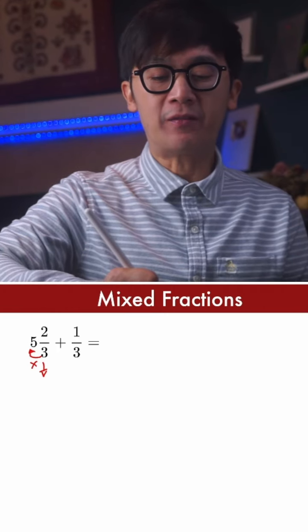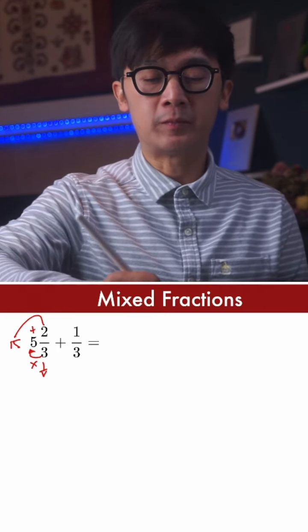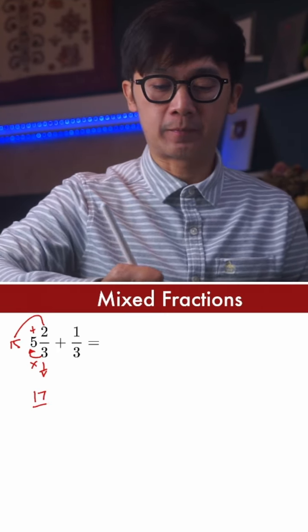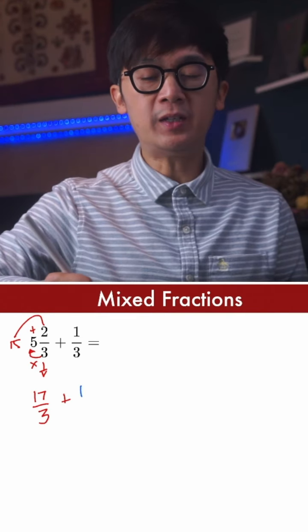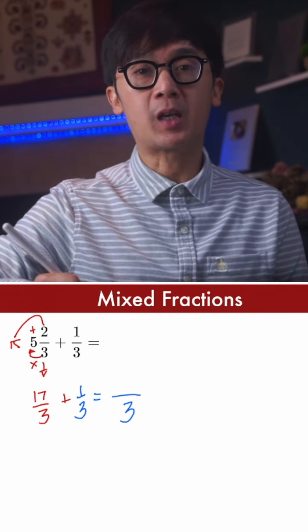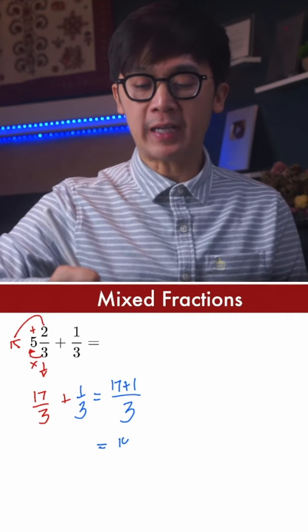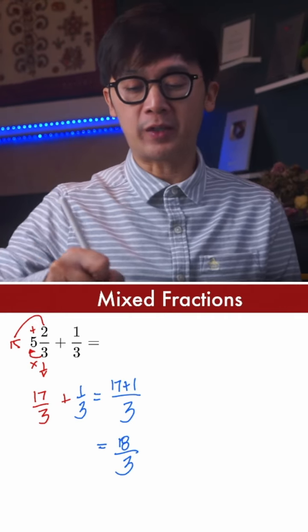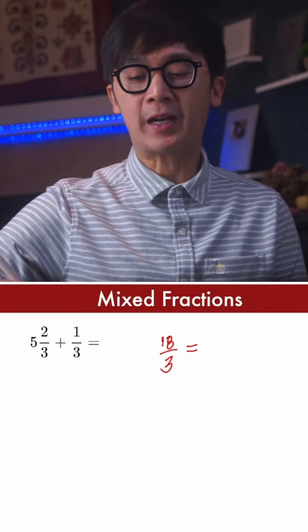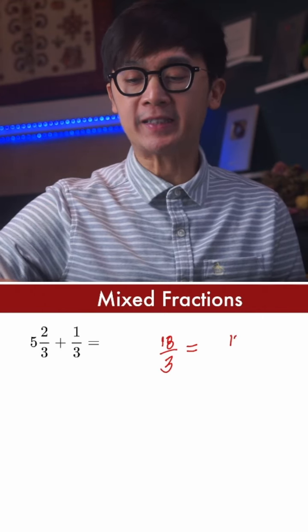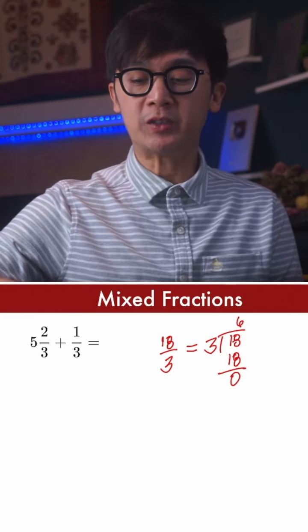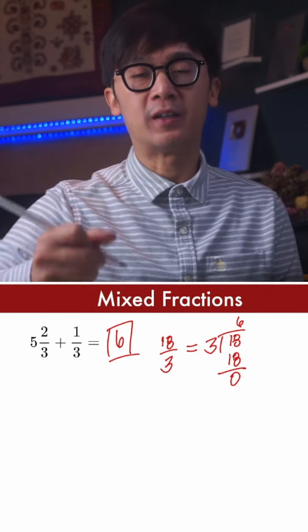3 times 5 is 15, and 15 plus 2 is 17. So I have 17 over 3 plus 1/3. At since parehas ang ating denominator, copy the denominator at i-add natin yung numerator. So meron tayong 18 over 3. We can convert this into a mixed number by dividing 18 by 3 at remainder. So 18 over 3 is equal to 6.